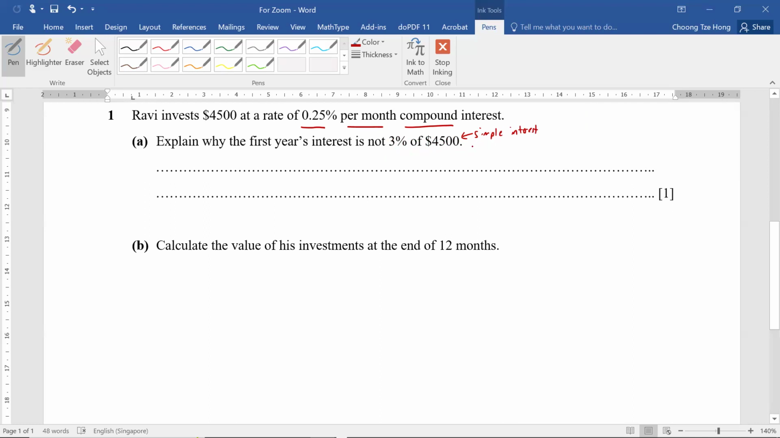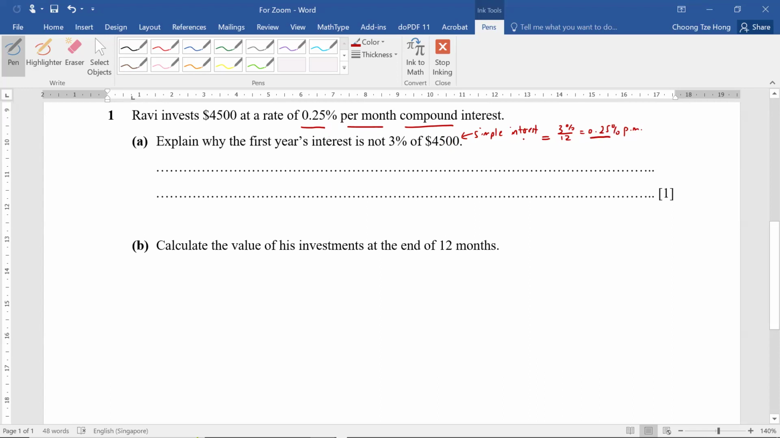3% of 4,500 simple interest would mean 3% divided by 12, which gives you 0.25%. So it actually means 0.25% simple interest per month on the $4,500. Now we can clearly see the interest rate is the same.